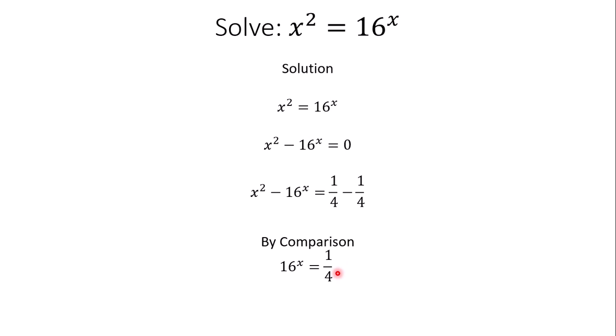So we get 4 raised to the power 2x is equal to 4 raised to the power minus 1. Now the base of this one and the base of this one are the same, so all we have to do is to equate the exponent. So by exponential equation, 2x is equal to minus 1.